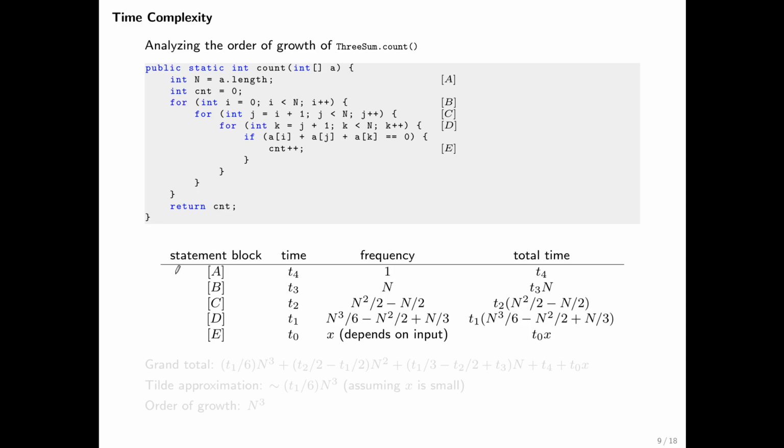What about C? C is the second loop. How many times is that going to be executed? That's given by the expression n square over 2 minus n over 2. Let's say the time that it takes to execute the second for loop is t sub 2. So the total time is just the product of the two. Now, why is the frequency n square over 2 minus n over 2?